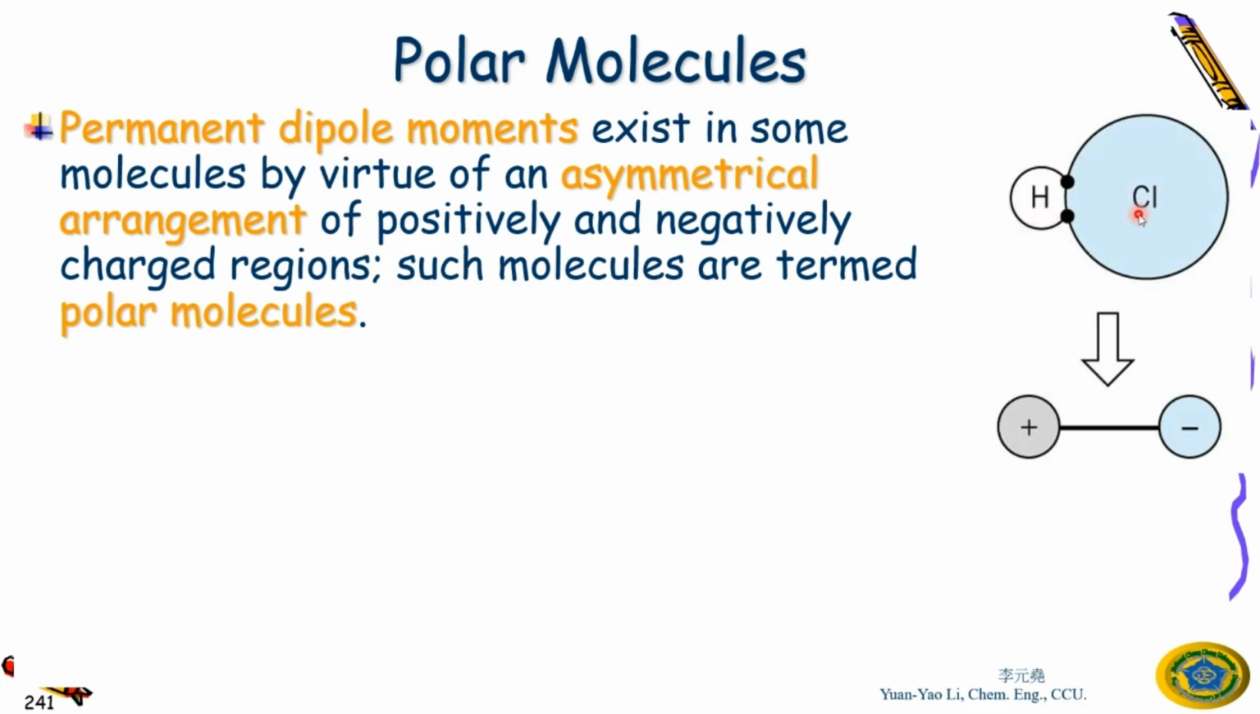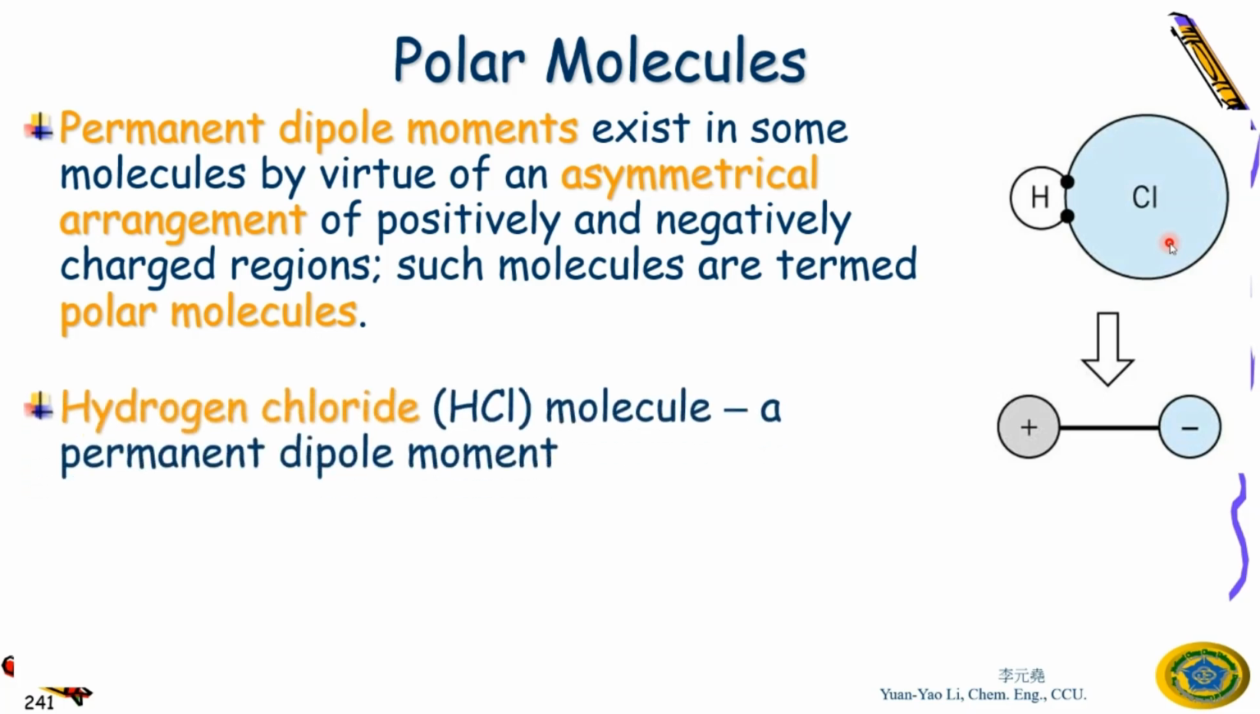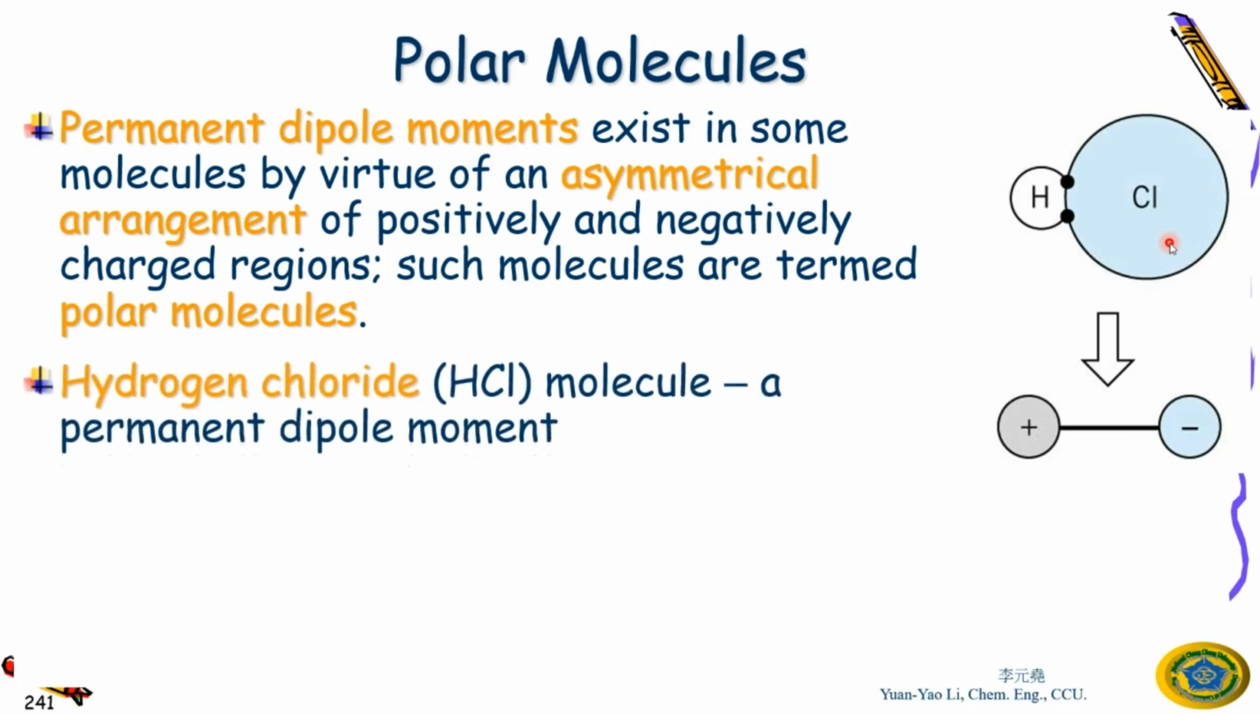Hydrogen chloride is a polar molecule because you have a dipole, right? The electron of the hydrogen will move closer to the chlorine atom, and you have a positive end in the hydrogen region and a negative end in the chlorine region. So this is an example of hydrogen chloride.